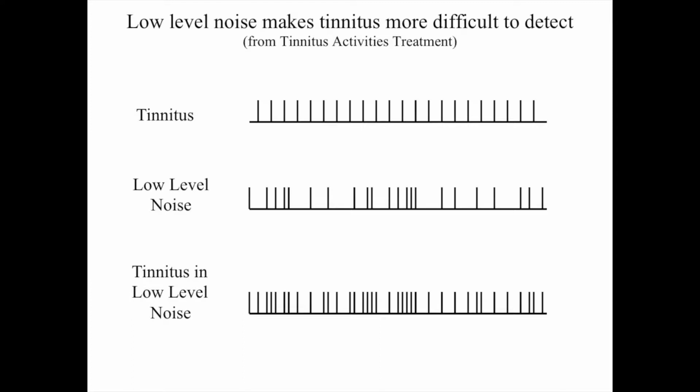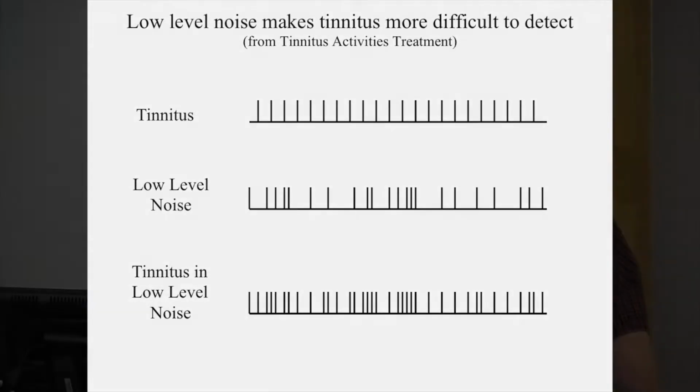of tinnitus might be a periodic tinnitus, a tonal tinnitus, and somewhere in the system it might be represented by these periodic action potentials on some nerve somewhere. However, if you put in a low-level noise, the representation of the activity would be quite random. If you add the two together, the periodicity created by the tinnitus will no longer stand out.